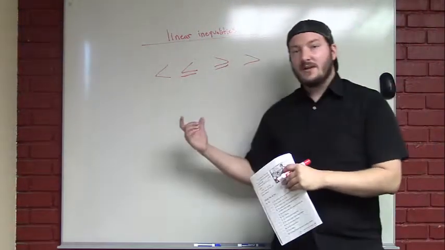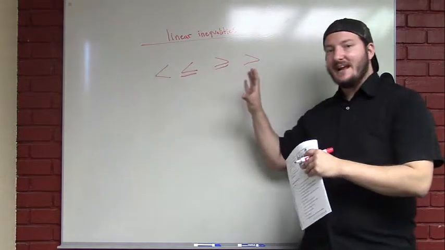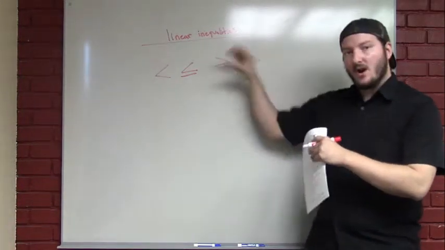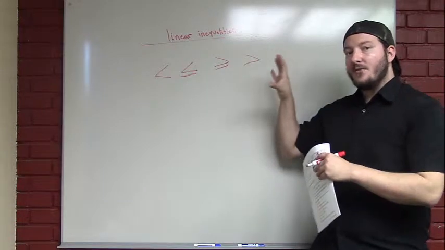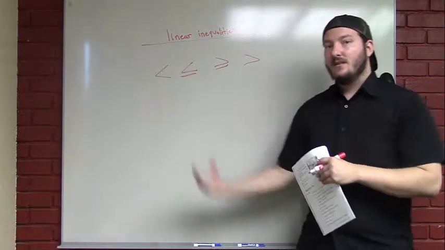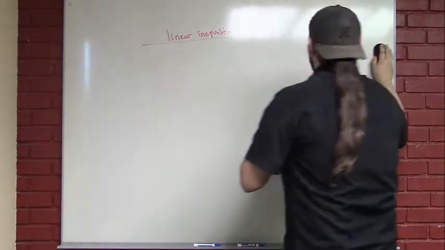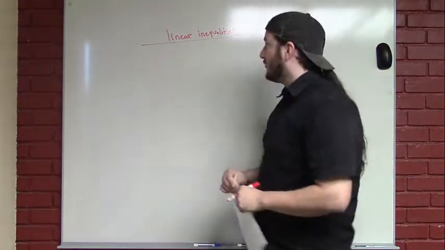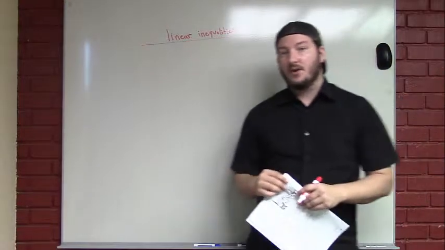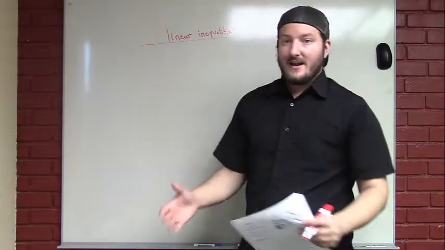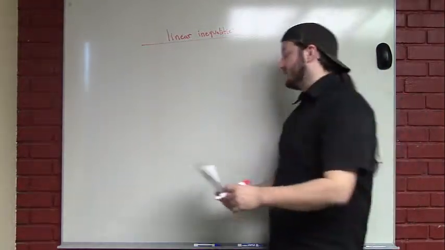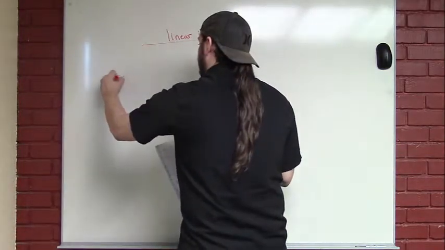So the easiest way to memorize these guys is an alligator mouth. Imagine it's like a little mouth. Okay? The alligator mouth always eats the bigger number. But we're going to be graphing these guys, doing something called interval notation, and we're going to be doing all kinds of stuff with these guys. So let's just jump right in to some problems.